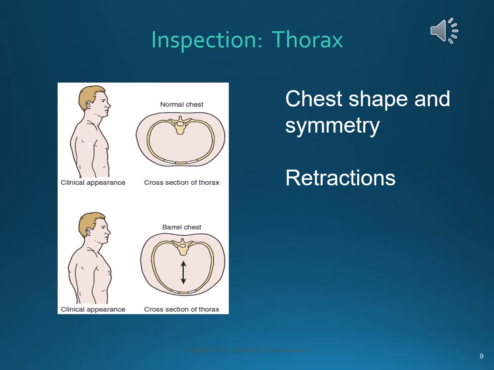Inspection of the thorax for chest shape and symmetry is important. Not just is the chest shape symmetric, but is their breathing symmetric? Remember how we talked about that in physical assessment class. Also, are they having retractions? Are they working to breathe so hard that they're using their accessory muscles? That's important too. There's a picture here of a barrel chest versus a normal chest in someone that has chronic obstructive pulmonary disease. That is often an abnormal finding here.